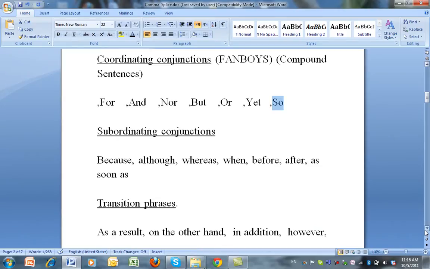We also have subordinating conjunctions. Words like because, although, whereas, when, before, after, as soon as. Because is high frequency, used all the time. Although is used all the time to show contrast. Because is used to show cause and effect. These are very common. The subordinating conjunctions of time are when, before, after, as soon as.